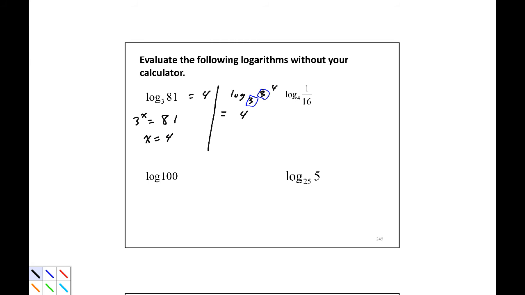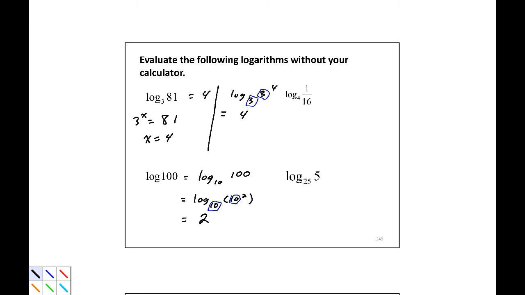Next question I have is log of 100. Well, the base is not written, so let me first do that. Log base 10, it's a common log, of 100. Now I can write 100 as 10 squared. This would be log base 10 of 10 squared, and because my base of the exponential argument and the base of the logarithm are the same, my value is the exponent, or 2. So log of 100 is 2.